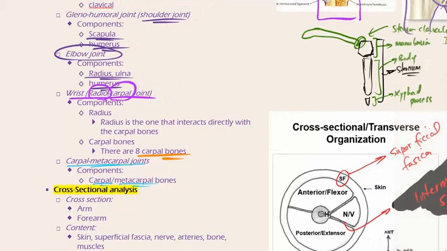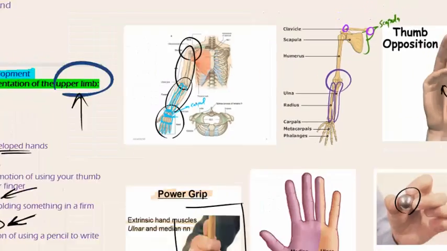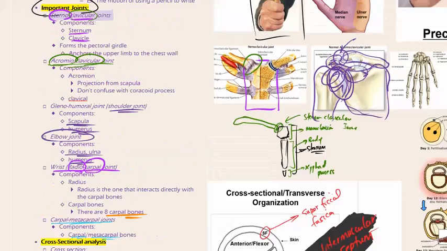I don't think Dr. Diego went into too much detail with this. He probably just showed a little image with the different locations of the joints. I think that's what he did, right? But I think it's worth pointing out.